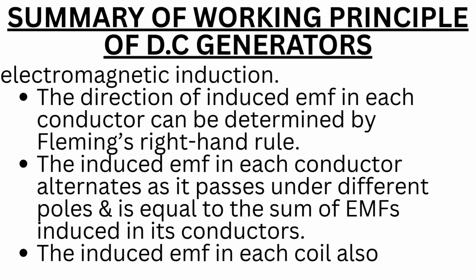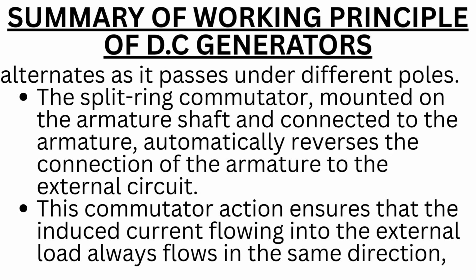The induced EMF in each conductor alternates as it passes under different poles, and the EMF of a coil is equal to the sum of EMFs induced in its conductors. The induced EMF in each coil also alternates as it passes under different poles. The split ring commutator, mounted on the armature shaft and connected to the armature, automatically reverses the connection of the armature to the external circuit. This commutator action ensures that the induced current flowing into the external load always flows in the same direction.